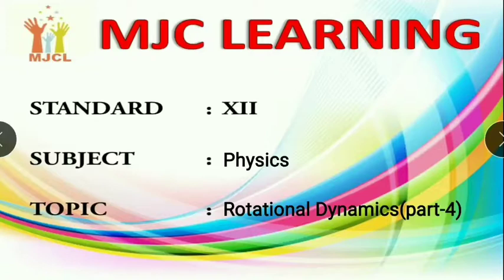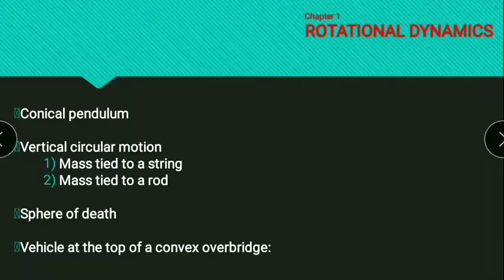This is the fourth lecture of rotational dynamics. In this lecture, we will discuss conical pendulum. We are going to derive an expression for time period and frequency of conical pendulum. Then we will discuss vertical circular motion. In that section, we will take two cases. First, mass tied to a string, and second, mass tied to a rod. Later, we will discuss sphere of death and vehicle at the top of a convex overbridge. So instead of wasting time, let's start with the topic conical pendulum.